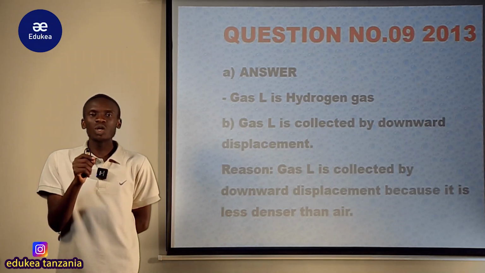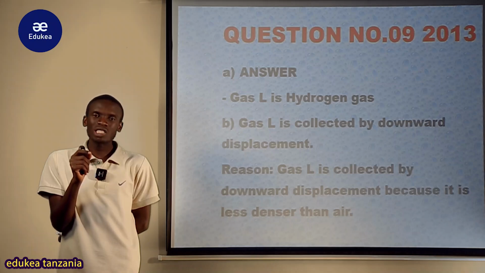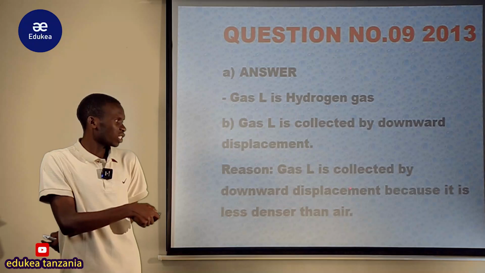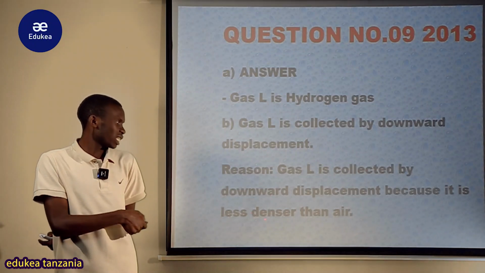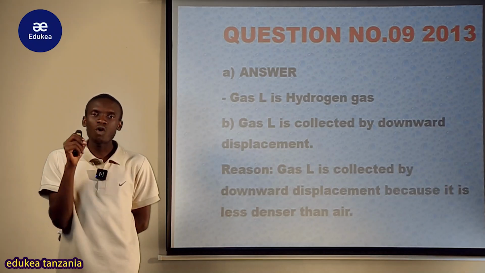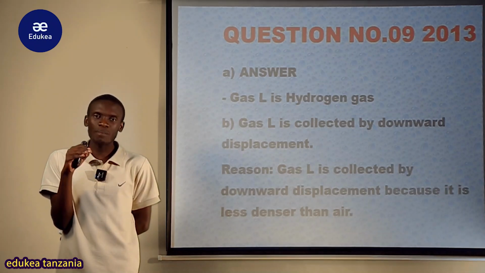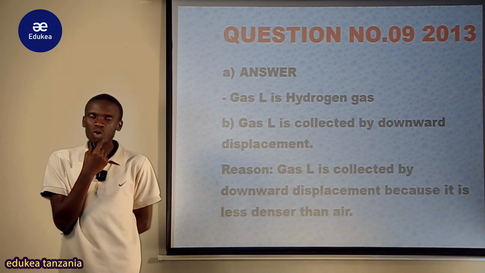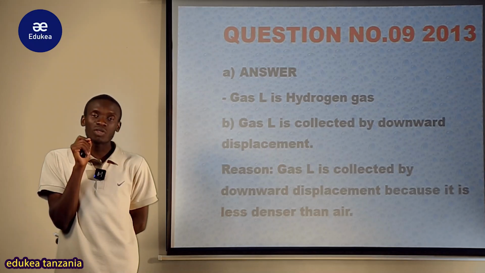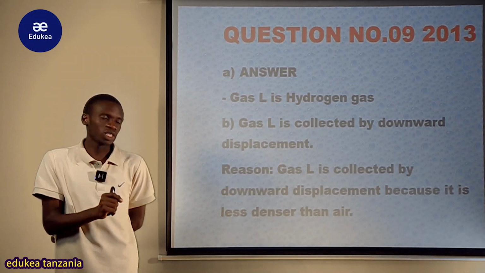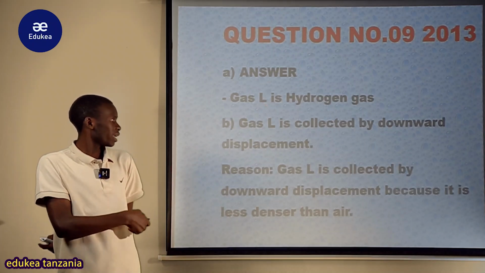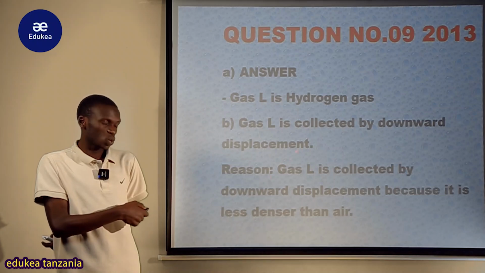After then, student is required to give a reason why it is collected by downward displacement. The reason is that gas L is collected by downward displacement because it is less dense than air. Kwa hiyo hii ndio reason ya kutoa kwamba kwa nini gas L inakuwa collected by hiyo method ambayo ni downward displacement. So that was the question number part A, 1 and 2.